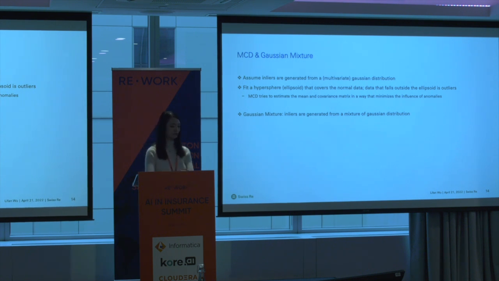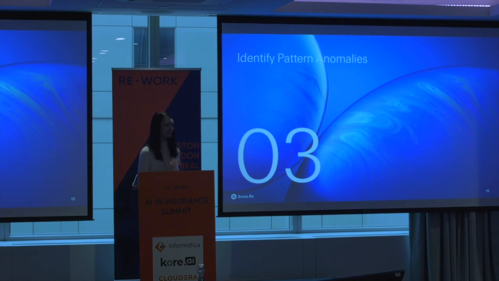And sometimes we find that our data may not be unimodal. In this case, a Gaussian mixture is more appropriate than the standard Gaussian distribution. Okay, we are done with the most technical part. So next I'm going to talk about pattern anomalies.